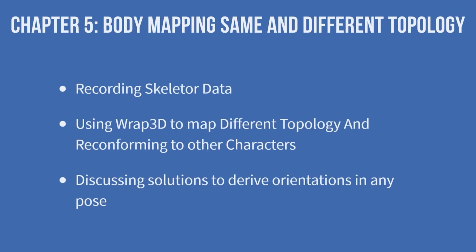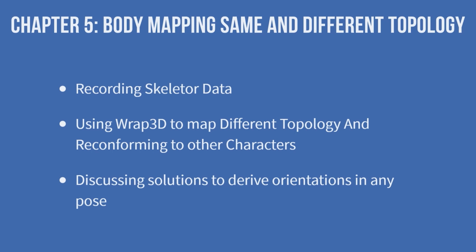Chapter 5 is all about body mapping, same and different topology. So we're going to have a variety of different characters that are in different poses, different topology, and we're going to look at how to actually transfer the joints to the different characters with very high accuracy. So first we're going to be looking at how to actually record the Skeletor data from a character, and then where that data lives, how it saves and reads from disk, and how it applies to all of our other characters' bodies.